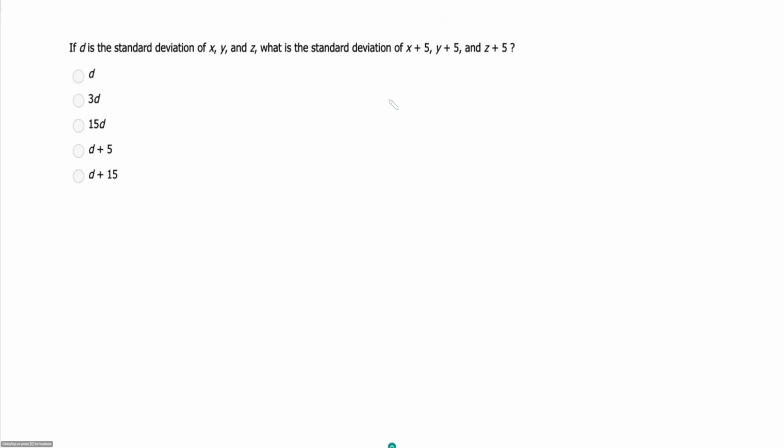If d is the standard deviation of x, y, and z, what is the standard deviation of x plus 5, y plus 5, and z plus 5? So they're telling us we have a set of numbers consisting of x, y, and z, and the standard deviation of this set is equal to d.